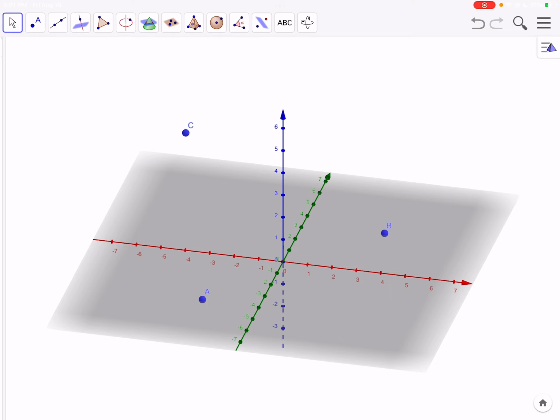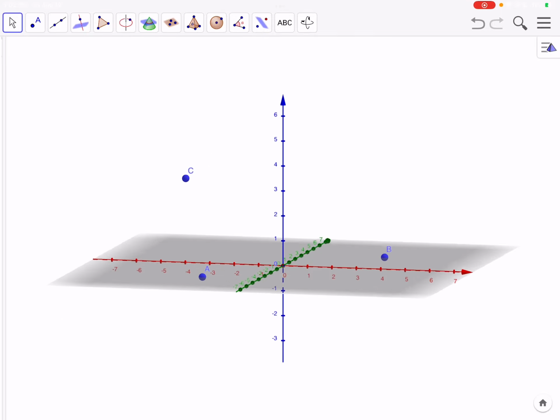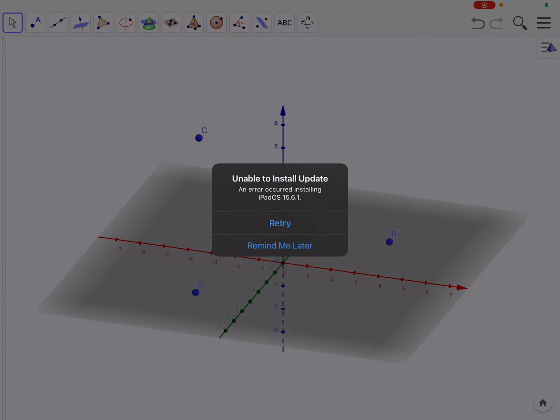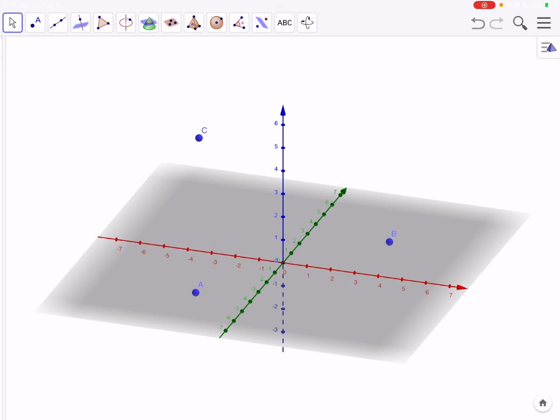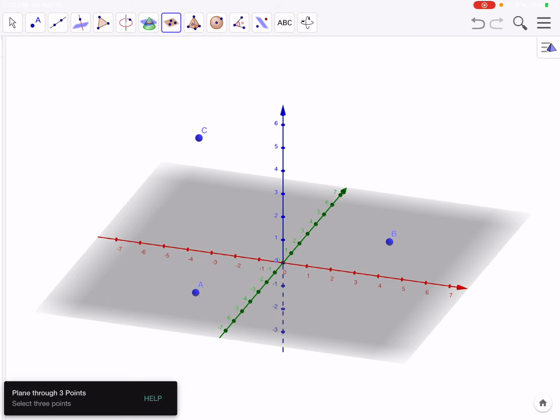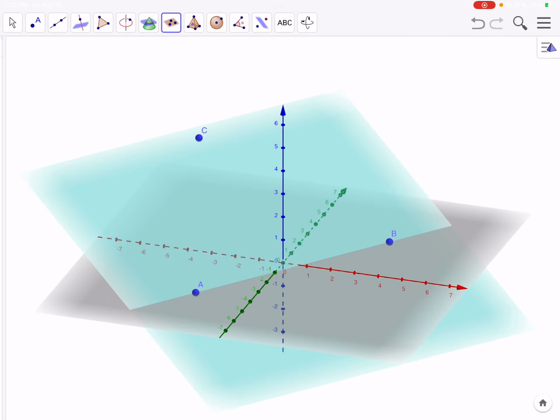But are A, B, and C coplanar? What is coplanar? Coplanar means they're on the same plane together. Are A, B, and C on a plane together? Man, that's a tough one. They're not on the gray plane together. We can see that. C is above the gray plane. But are they on any planes together? That's the question. The answer is yes. So I can make a plane through 3 points, A, B, and C.